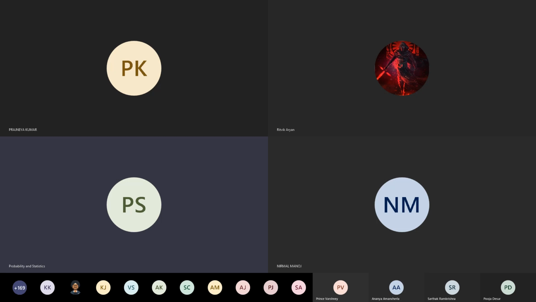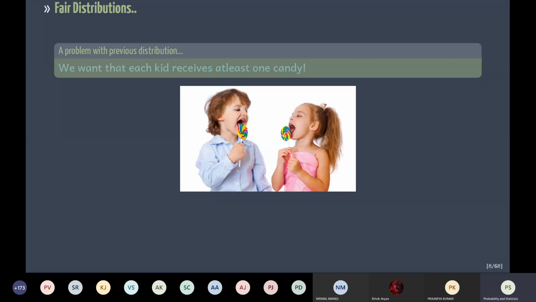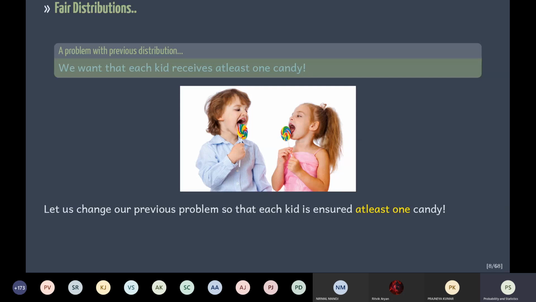Okay, so we want to ensure that each kid has at least one candy. How can we change our previous problem so that each kid is ensured at least one candy? Actually, we can transform this problem to the previous problem, right? How? That's the thing. Can you tell how we can transform this to the previous problem? Do you see how it's related to the previous problem?